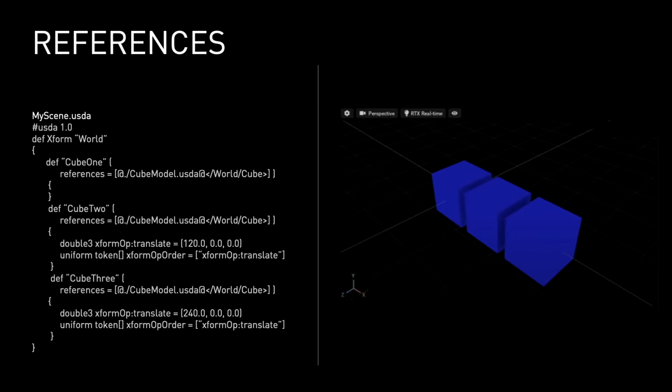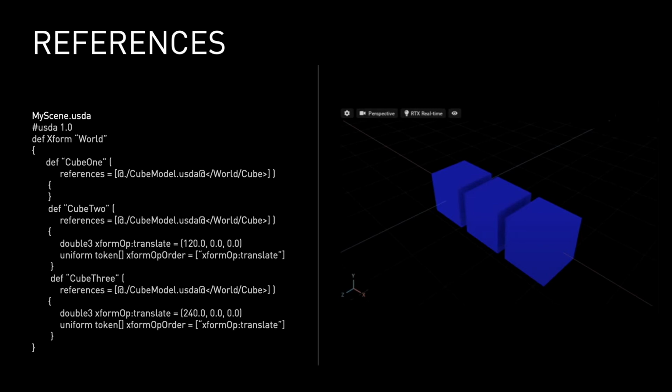Again, the entire text of the USD file fits on this slide. I made this file and opened it in Create and got the render on the right-hand side. As you can see, I've defined 3 primitives. Each one references the cube_model.usda file we created earlier. There are a few interesting things to point out here.